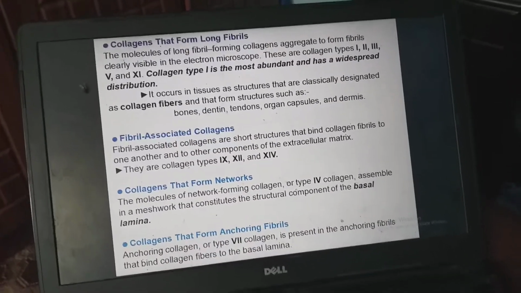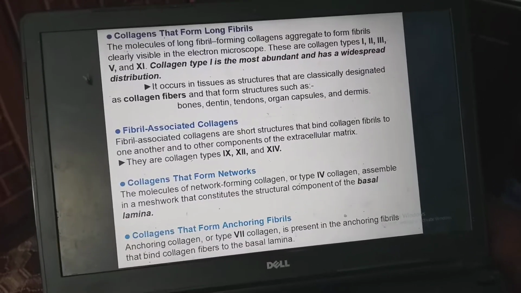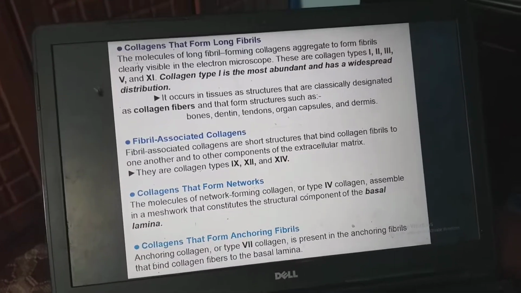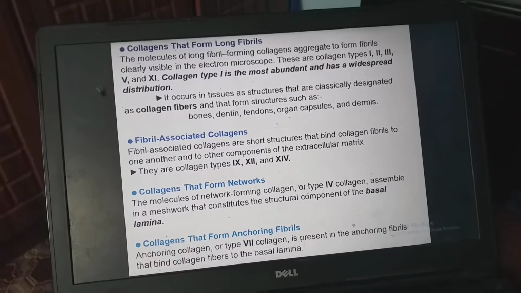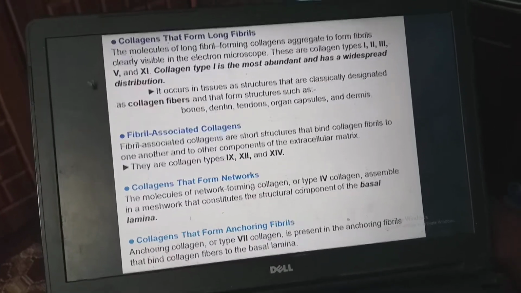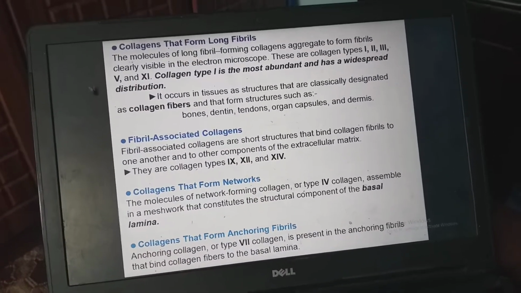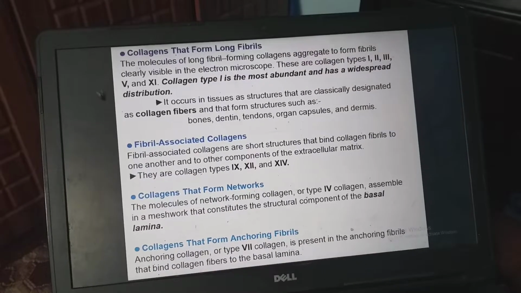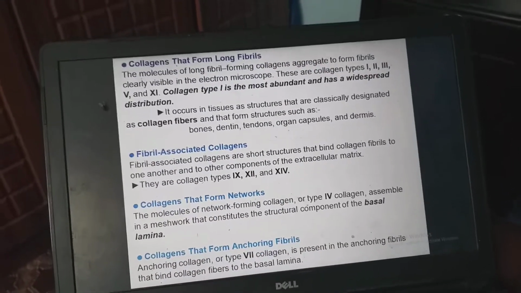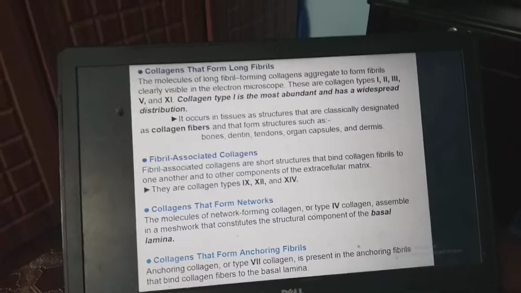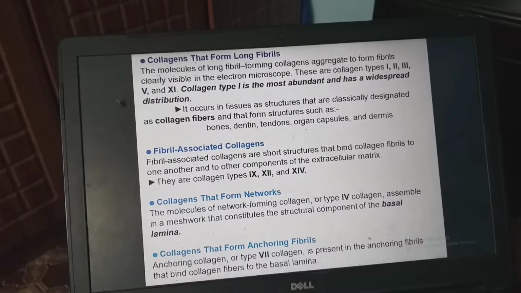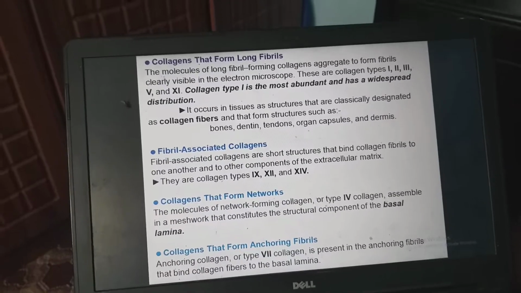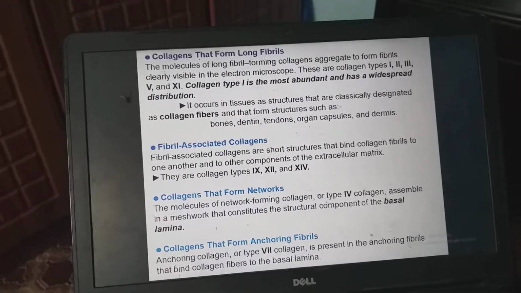The other is collagens that form anchoring fibrils, attaching things together. Anchoring collagen is collagen type 7, which is present in anchoring fibrils that bind collagen fibers of connective tissue to the basal lamina. Therefore, based on their structure and function distribution, we are going to classify collagen fibers into four groups.